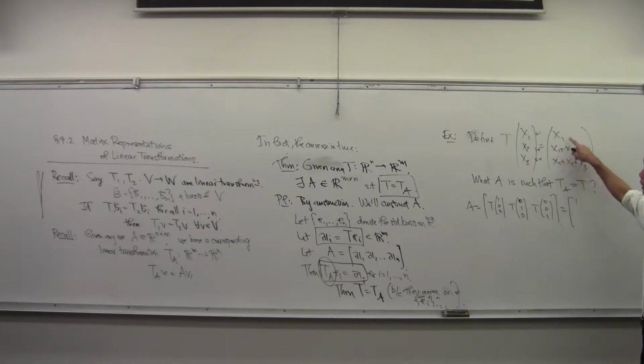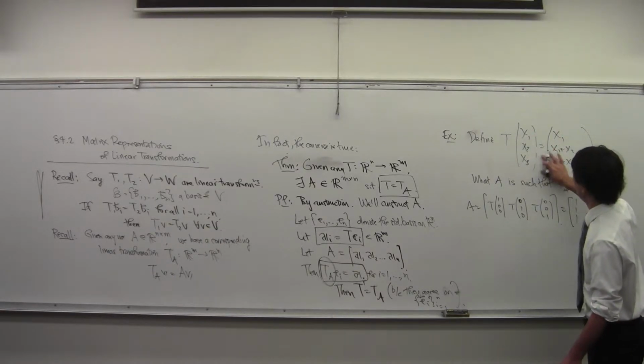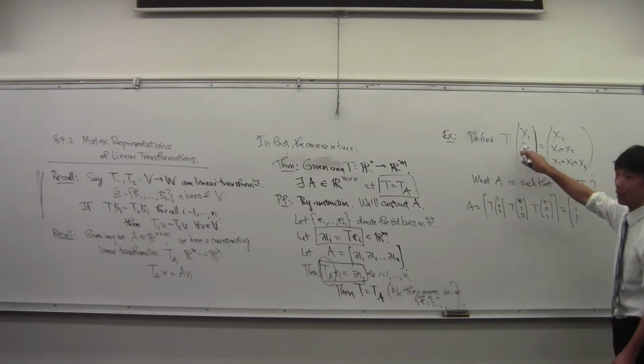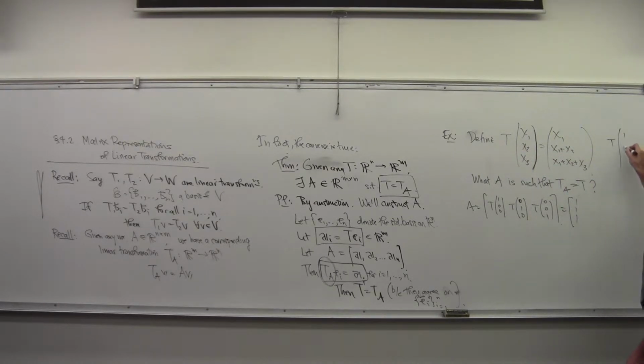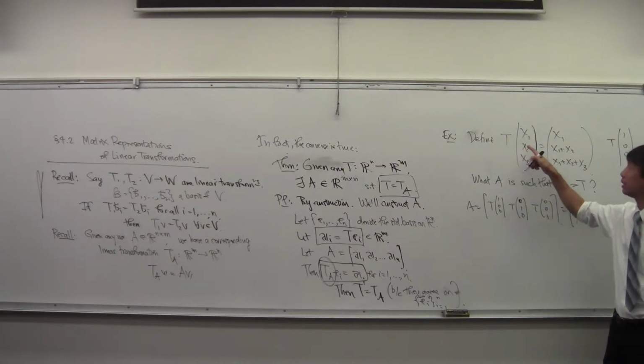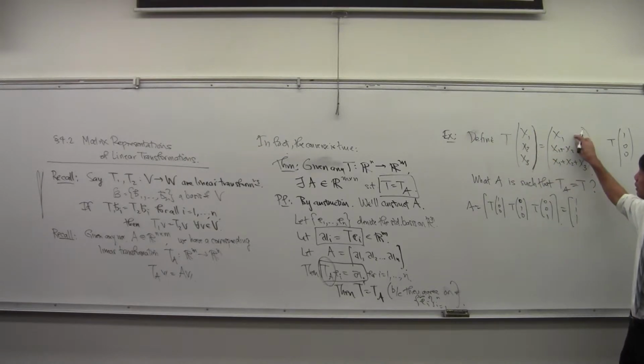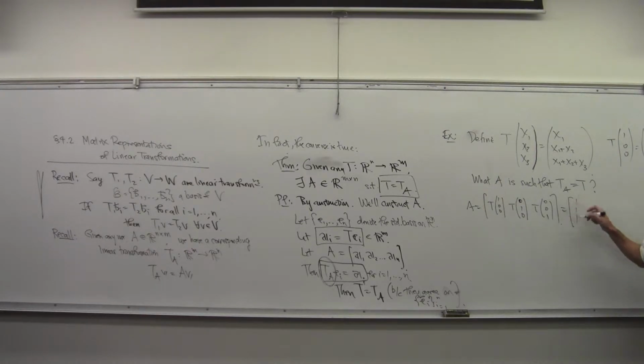So you're taking T and evaluating it, hitting 1 0 0 with T. And here's what T does. T takes x1, x2, x3 to x1, x1 plus x2, x1 plus x2 plus x3, right? So I get 1 1 1 as my first column.